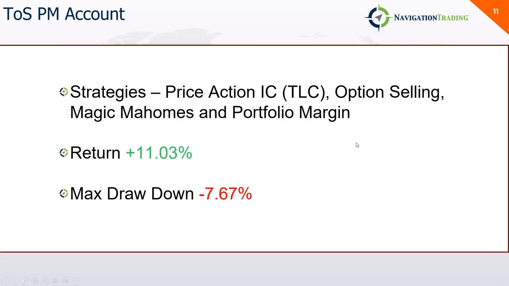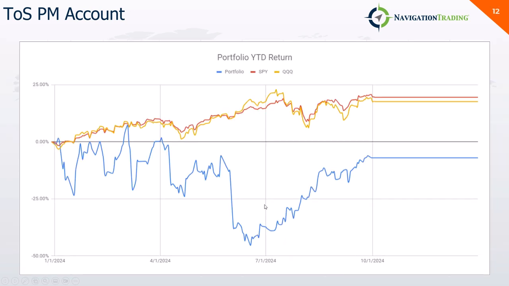My other TOS account grew by 11%. This is primarily price action, iron condors, option selling, Magic Mahomes, and portfolio margin. There's some other trades in there, but those are the primary ones. Up 11% with a 7.67% drawdown. This account has really been doing a whole bunch of different things, and it's been pretty turbulent all year, never really got green.